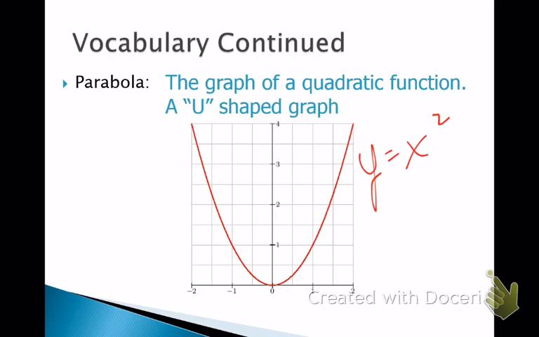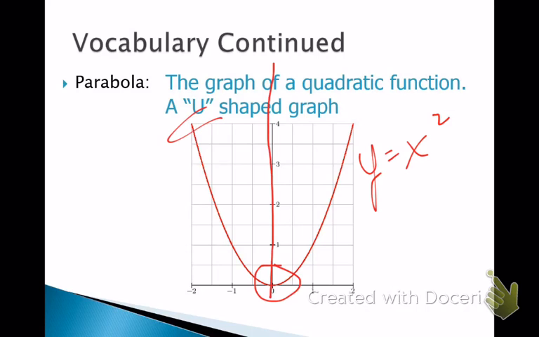Right? So look at this. What are some things that you notice? Okay, hopefully you notice that the U turns at a particular point, right? There's here a lowest point. Sometimes there can be a highest point, but it turns back up, right? Because it's a U. The other thing I hope you notice is that it's symmetrical.